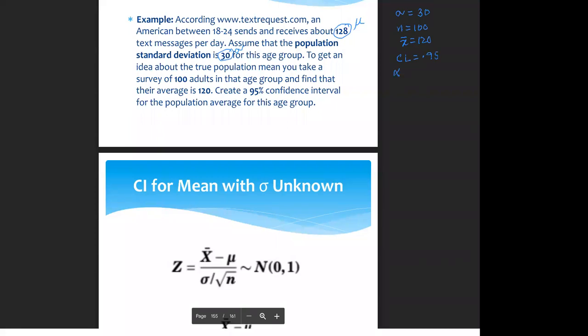So alpha is equal to 1 minus 0.95. Alpha is the significance level. So alpha is equal to 0.05. So alpha over 2 is equal to 0.025. All right. Now, let's go ahead and create the diagram.